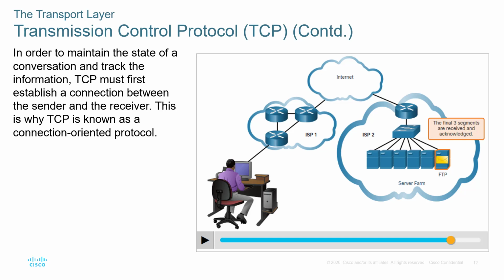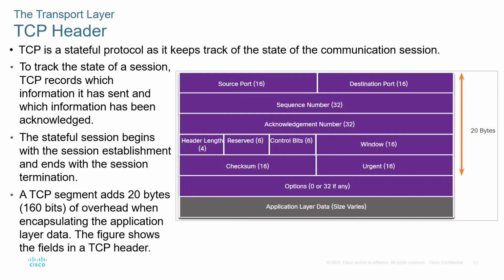In order to maintain the state of a conversation, TCP must be able to track, and it has to do that first by establishing a connection. It does this via a process known as the three-way handshake. Remember, TCP is known as the connection-oriented protocol, meaning it will establish a connection, and that way it can verify all data sent is actually received, and then, if necessary, retransmit. TCP is stateful, meaning it will keep track of the communication sessions.